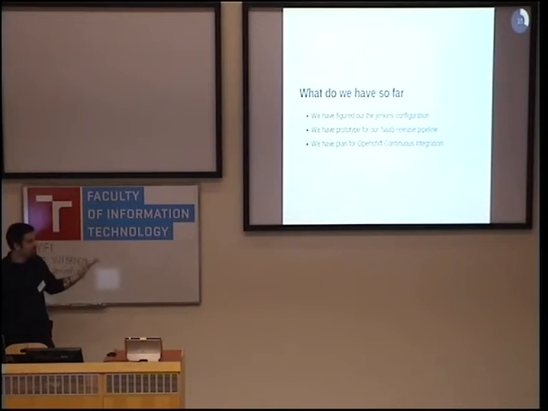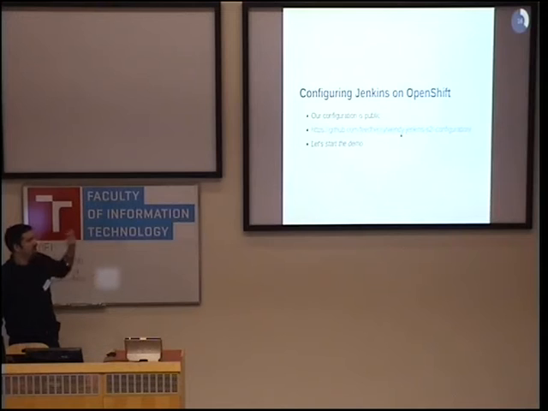So quickly, what do we actually have so far? We have figured out, I think, a really nice way to do the Jenkins configuration. We kind of have a prototype for our release pipeline, and we have some plans for OpenShift continuous integration. So I will be talking about how we actually do the Jenkins config.